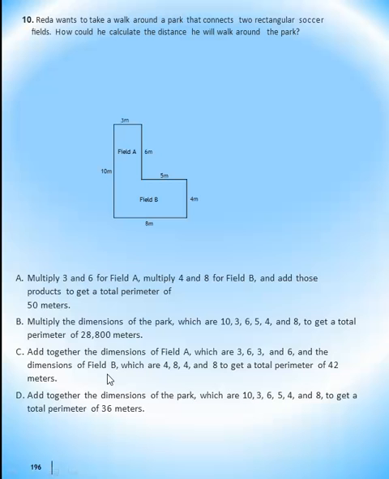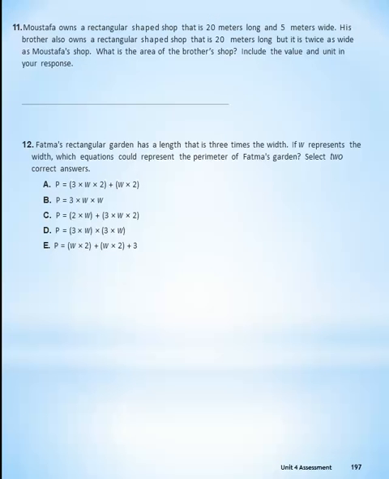Add together the dimensions of field A, which are, let's see field A, I have 3 and 6, and where is the other 3? We don't have another 3. And the dimensions of field B, no. Letter D is the right one. Why? Because we will add 10 plus 3 plus 6 plus 5 plus 4 plus 8. This is how to move around, and the answer will be 36 meters.